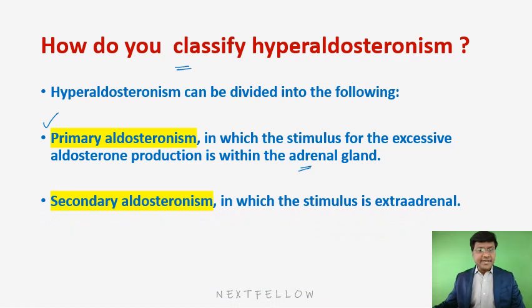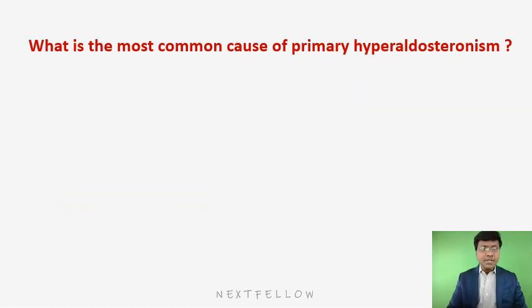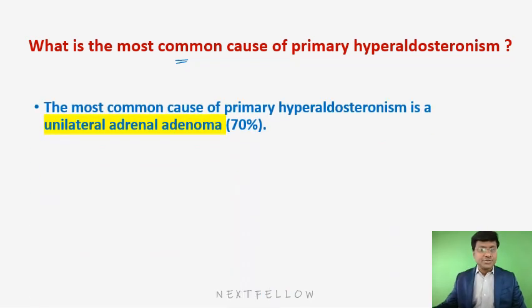And secondary hyperaldosteronism is due to an extra-adrenal stimulus. It is due to excessive activation of the renin-angiotensin aldosterone system, which makes the individual develop secondary hyperaldosteronism. Now, you need to know the most common cause of primary hyperaldosteronism. The most common cause is adrenal adenoma, and that too unilateral adrenal adenoma, which constitutes nearly 70% of causes of primary hyperaldosteronism.